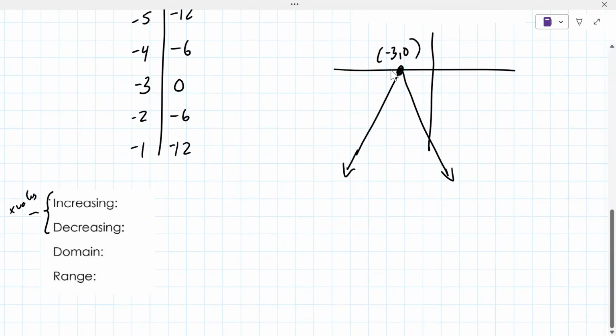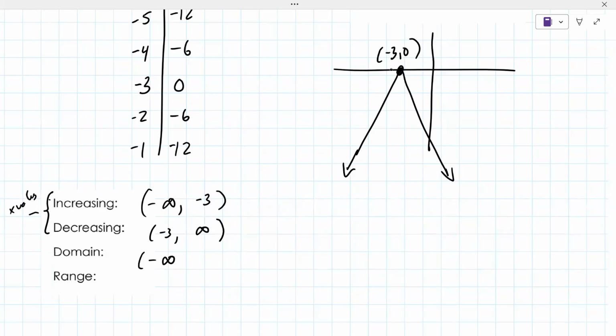It's from -infinity to -3. Okay. And then decreasing from -3 to +infinity. Good. The domain is -infinity to infinity. We talked about that. That's probably always going to be that. And then the range is -infinity to 0. The 0, and it includes 0. Yeah. Includes 0. All right.